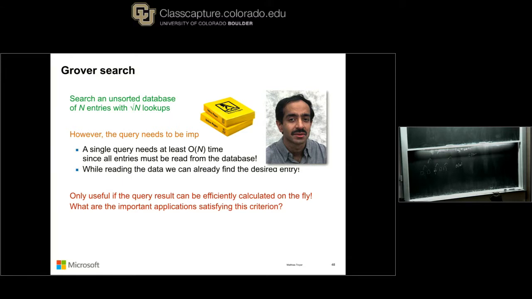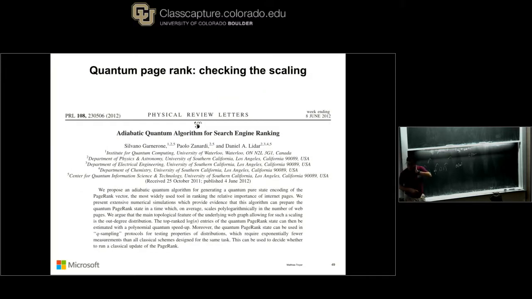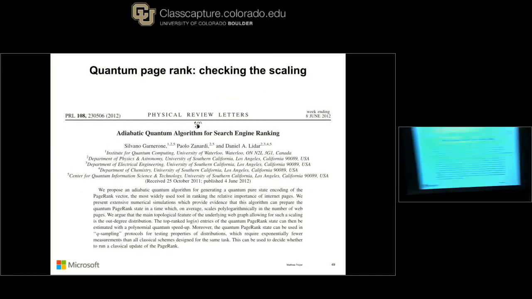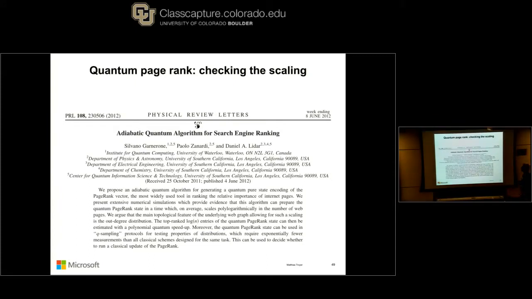Then there's another application that I did not hear yet, namely there's a nice paper by Lidar and others who looked at page rank. Can you do the search engine ranking better on a quantum computer? That's a big application, and they found a quantum algorithm for that. And what I like about the paper is that they really went through all details and spelled out how they could actually implement it.